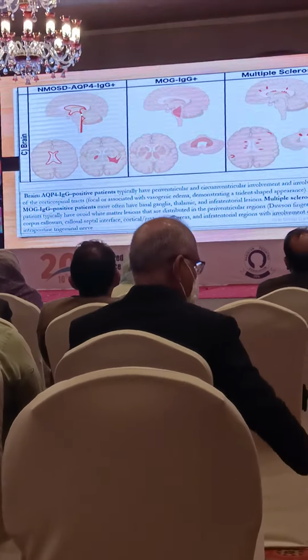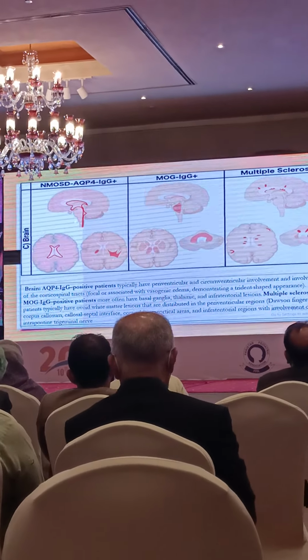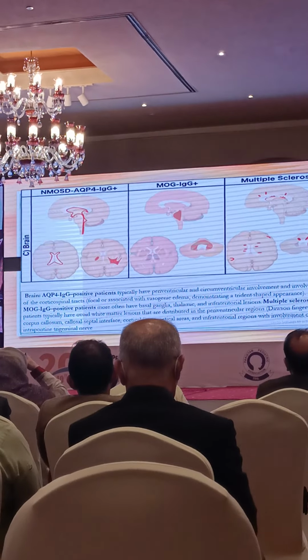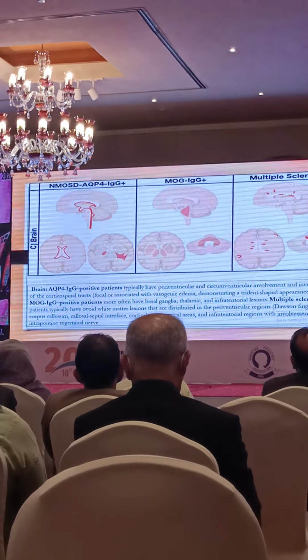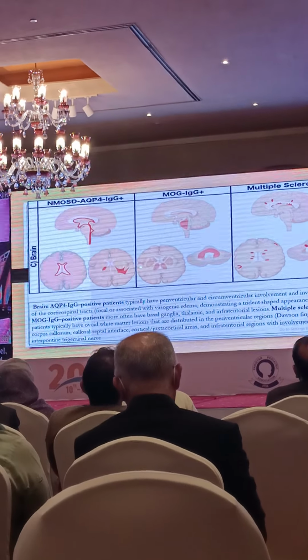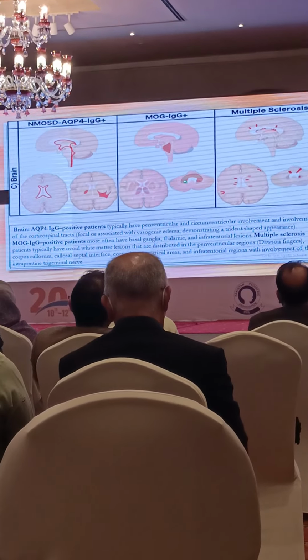In NMO spectrum disorder, it is more characterized in the circumventricular or periventricular areas and corticospinal tracts. These are the areas where there is high expression of aquaporin 4 antibodies. In MOG antibody associated disorder, there is involvement of the deep gray area of the brain and the infratentorial region.